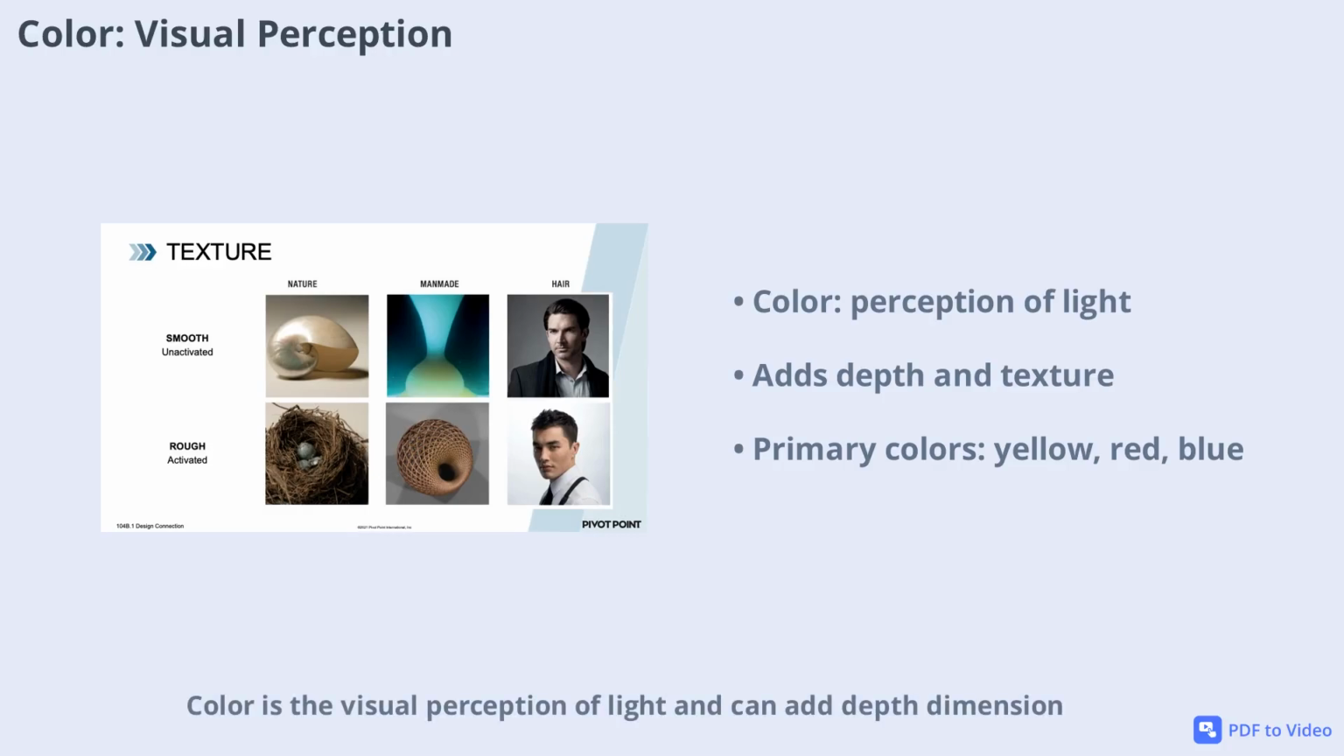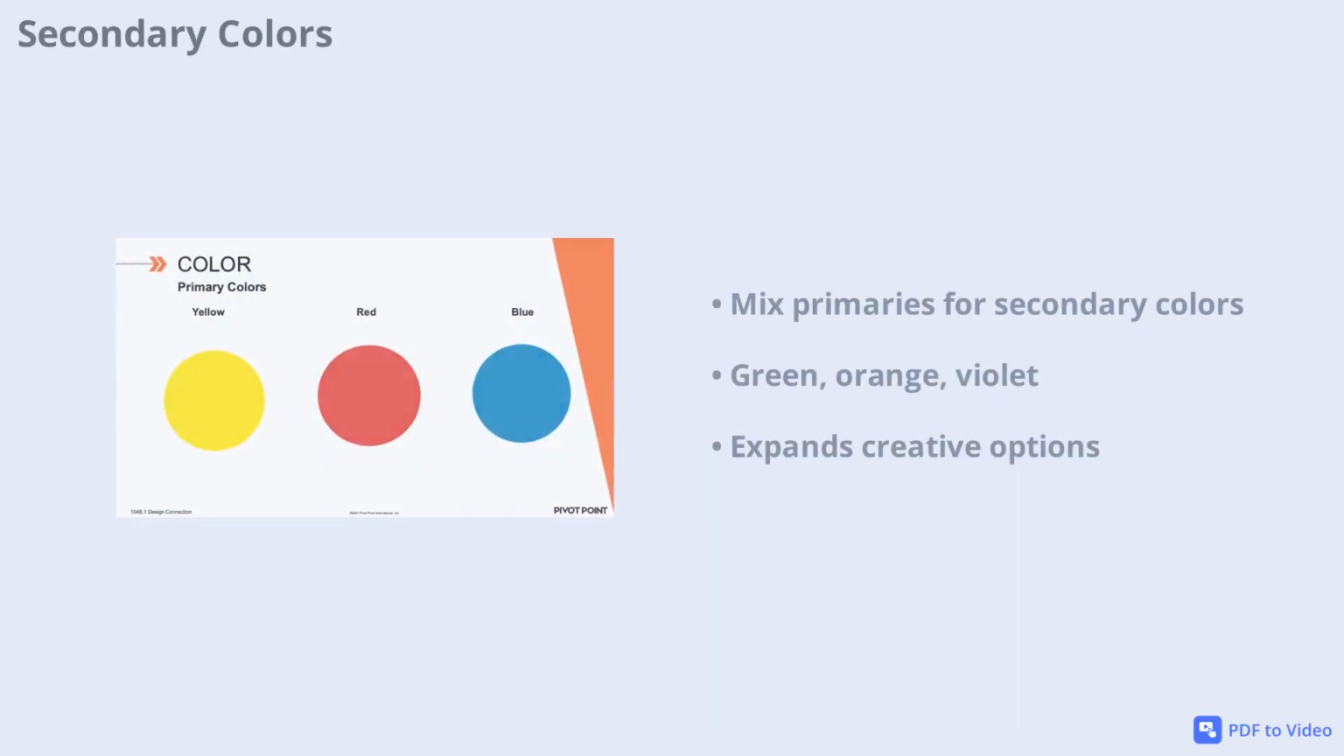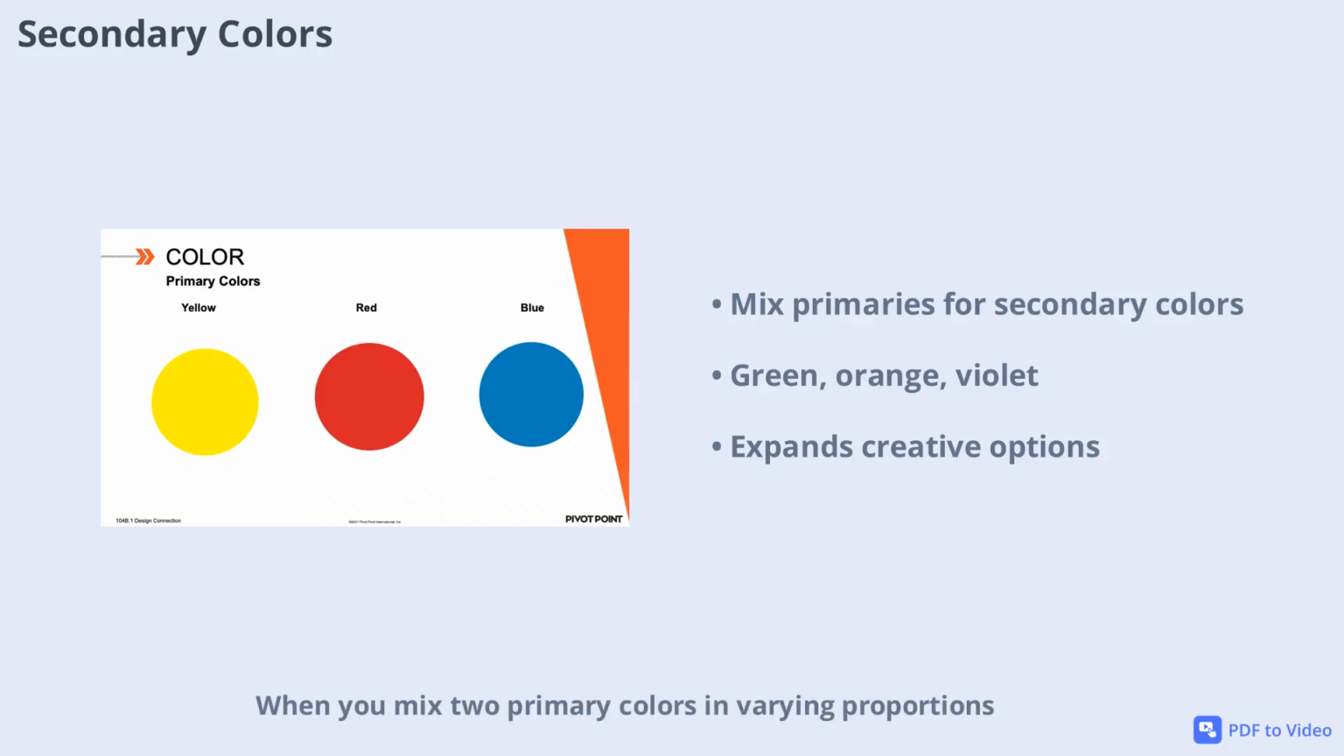Color is the visual perception of light and can add depth, dimension, and the illusion of texture to a form. All colors are created from three primary colors: yellow, red, and blue. These pure colors cannot be made by mixing other colors and serve as the foundation for all other hues. When you mix two primary colors in varying proportions, you create secondary colors: green, orange, and violet.